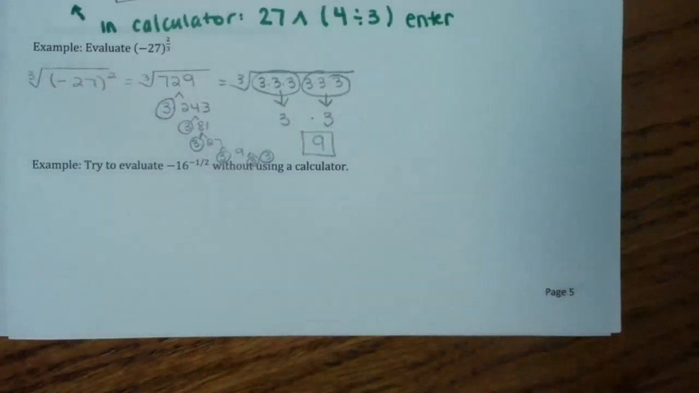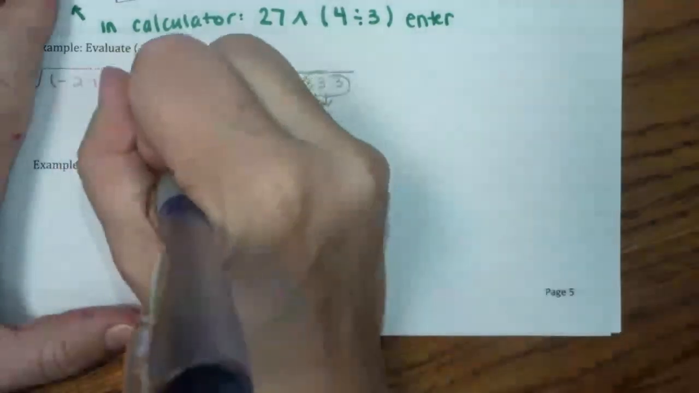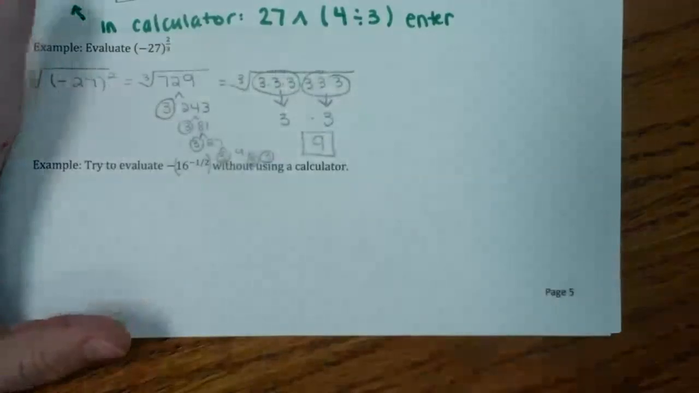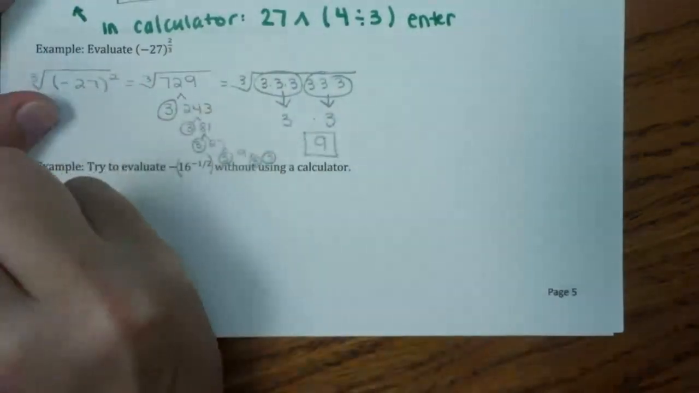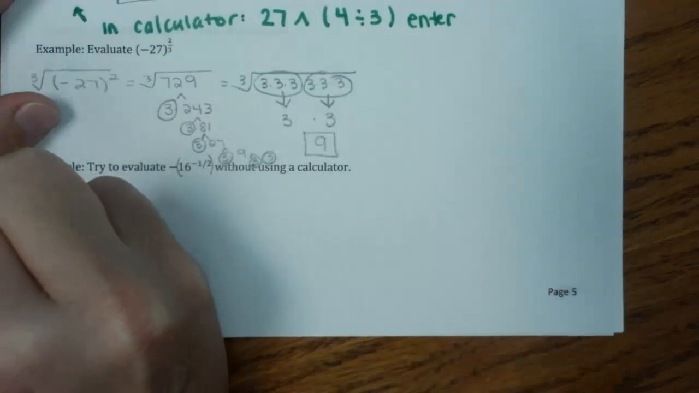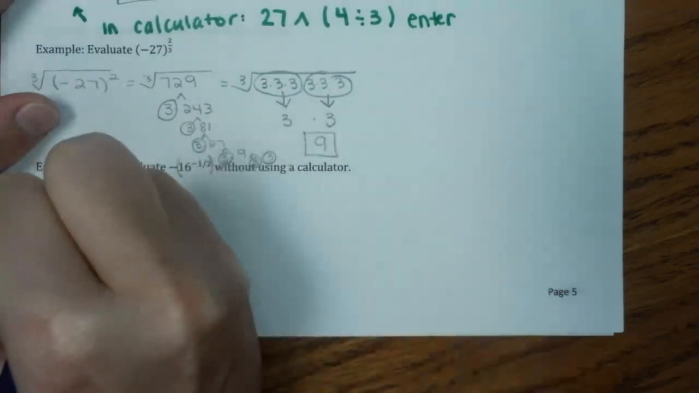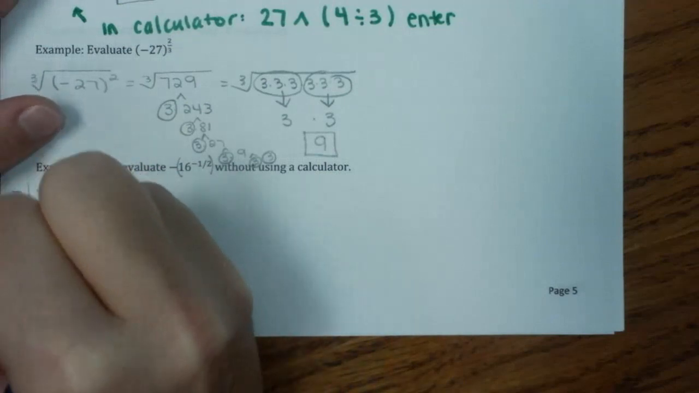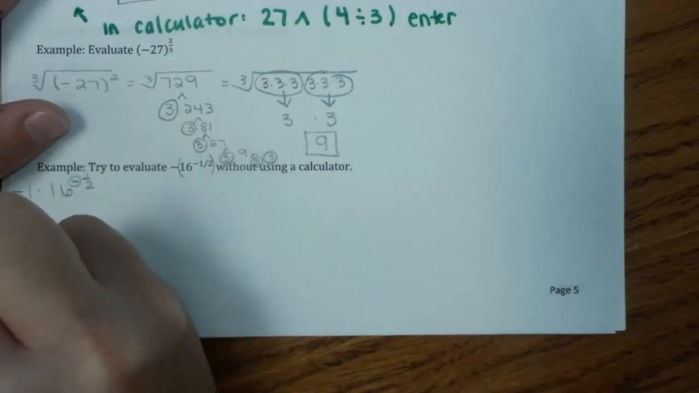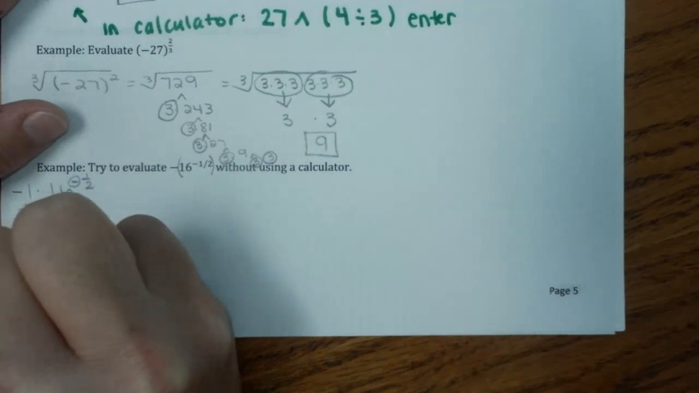Next one, try to evaluate negative 16 to the negative 1/2 power without using a calculator. So remember, this exponent applies only to whatever's directly underneath it. So that negative 1/2 power only applies to the 16. So we have negative 1, if you want to say, times 16 to the negative 1/2 power. That negative exponent means it's going to be flipped down to the bottom. So that negative 1 out front is just going to stay out front.